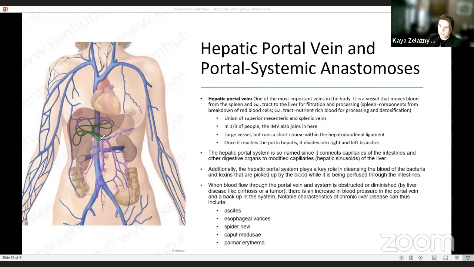So exactly what these connections look like is going to be a little bit variable. Okay, but this is what we're talking about essentially, right? So we're going back to the hepatic portal vein to the liver here.